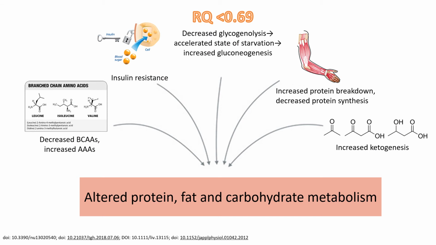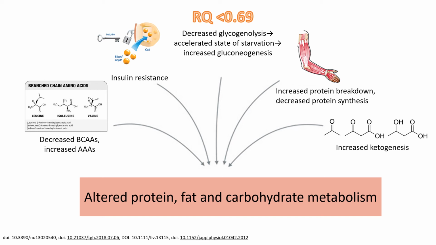So altered protein, fat and carbohydrate metabolism can also occur in patients with liver cirrhosis, and this can contribute to malnutrition. Branched chain amino acids are lower and aromatic amino acids are higher compared to healthy controls, and observational research suggests this is due to branched chain amino acids being used for ammonia detoxification and as a substrate for energy. And this is relevant because branched chain amino acids are needed for protein synthesis in the body, so building muscles.